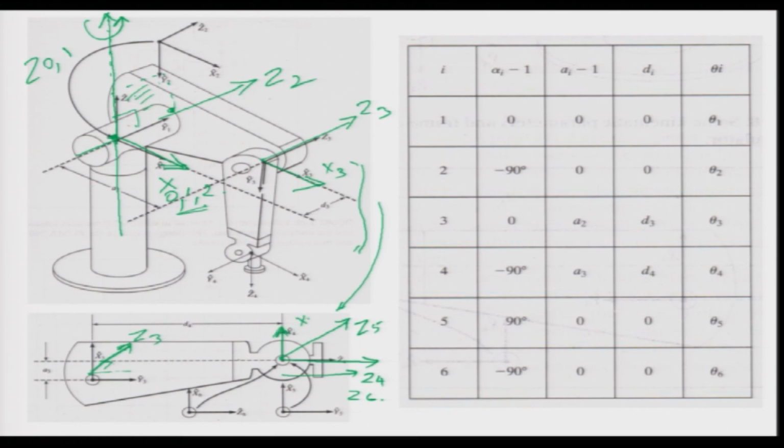So I get X4, X5 and X6 to be the same axis in the same direction. So you can see that X4 is here, X5 is here and X6 is here, okay. So we can take it as the same axis.